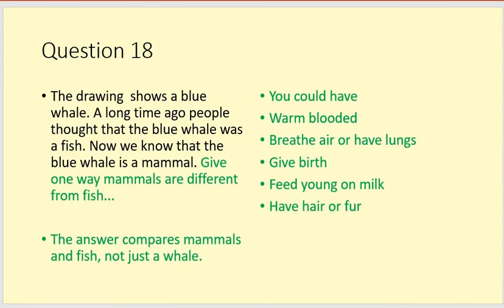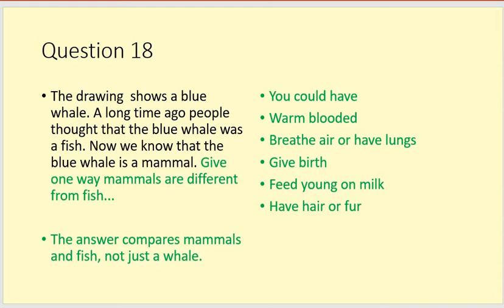Question 18. The drawing shows a blue whale. Again, I haven't included it because we all know what a whale looks like. A long time ago, people thought the blue whale was a fish. Linking to the previous question, we know that it's in water, so as a fish, that's why they thought it. Now we know that the blue whale is a mammal. Key word here is a mammal. Give one way, mammals are different from fish.